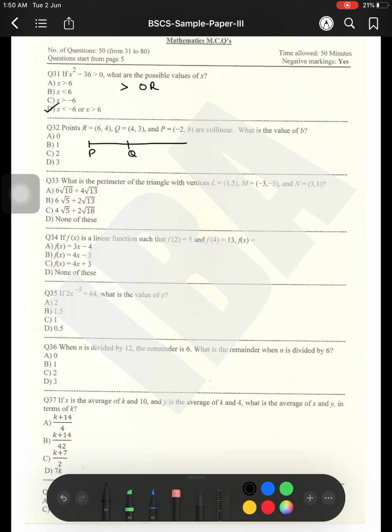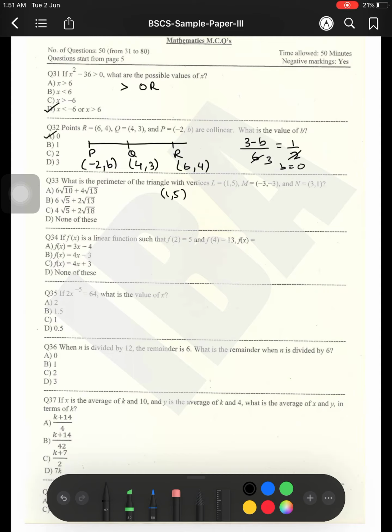This next question, he says that there is a line and on that line there are three coordinates P, Q and R. P is (-2, B), Q is (4, 3) and R is (6, 4). We'll find out the gradient of PQ. So (3 minus B) upon (4 minus -2), which is 6, and then equate it to the gradient of QR. So 4 minus 3 is 1, 6 minus 4 is 2, so 2 threes are 6, so we know B is equal to 0, so that is A.